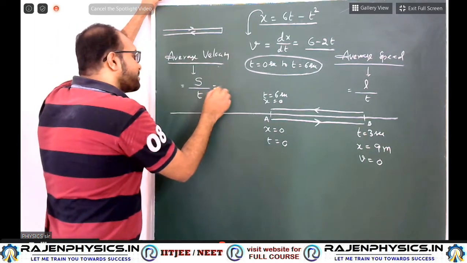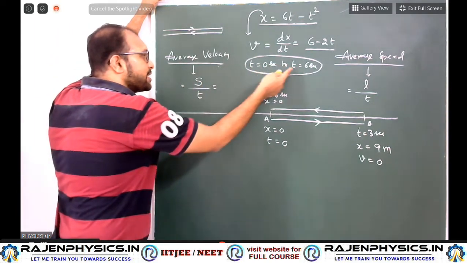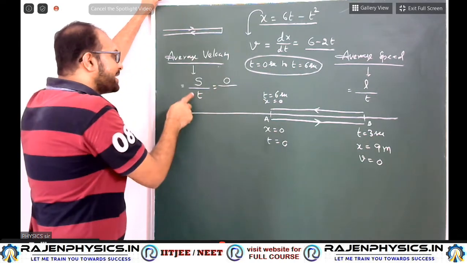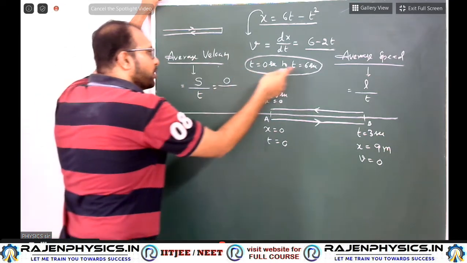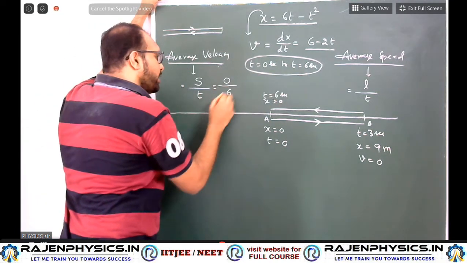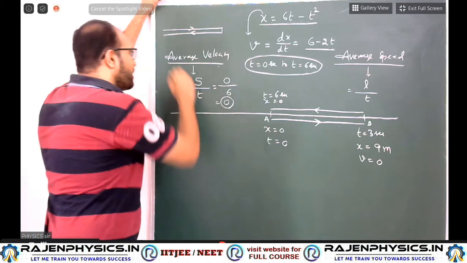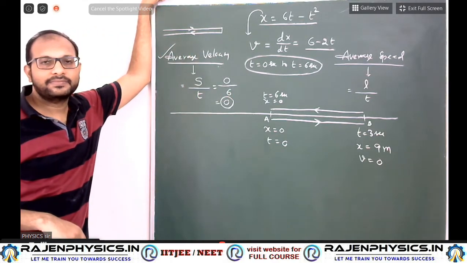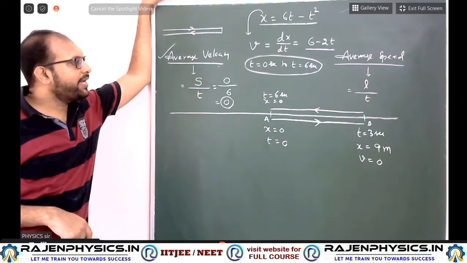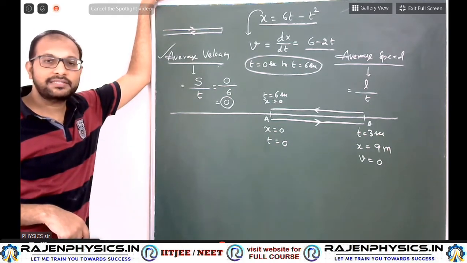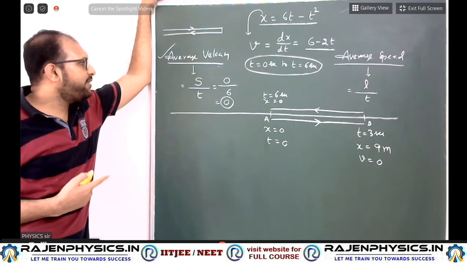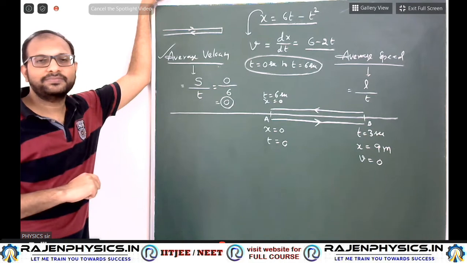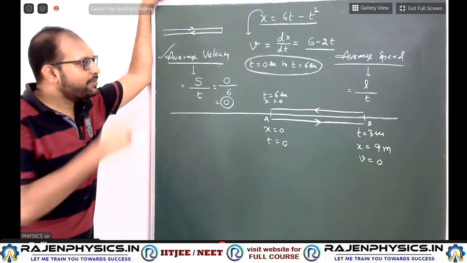So what is the displacement from t equal to 0 seconds to 6 seconds? 0. What is the time taken for 0 to 6? 6. 0 by 6, 0. So average velocity is 0. In that particular duration, 0 seconds to 6 seconds, average velocity is 0. Right? Now come to average speed.